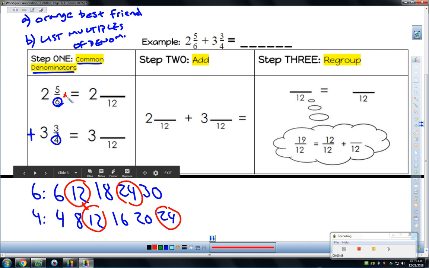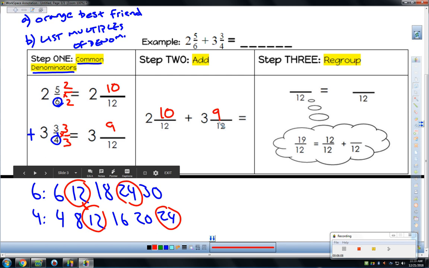Well, 6 times 2 is 12. So whatever I do to the denominator, I must do to the numerator. 5 times 2 is 10. How do I get from 4 to 12? Well, that would be 3 groups. And so 3 times 3 is 9. So I have 2 and 10 twelfths plus 3 and 9 twelfths.